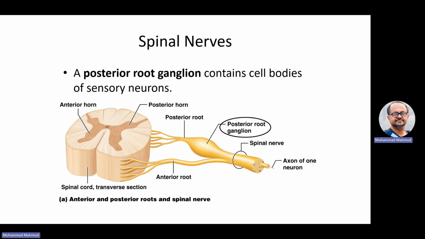Posterior root ganglia, you see that bulge right over there. So ganglia is a collection of cell bodies, the sensory neurons. So this is why that bulging is there, posterior root ganglia.